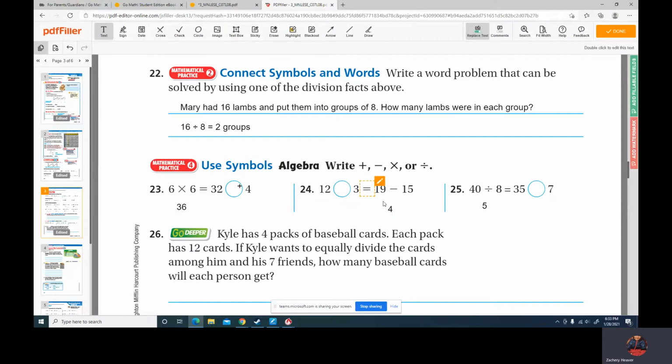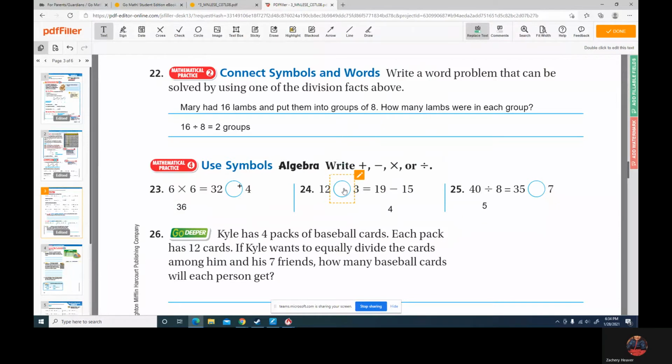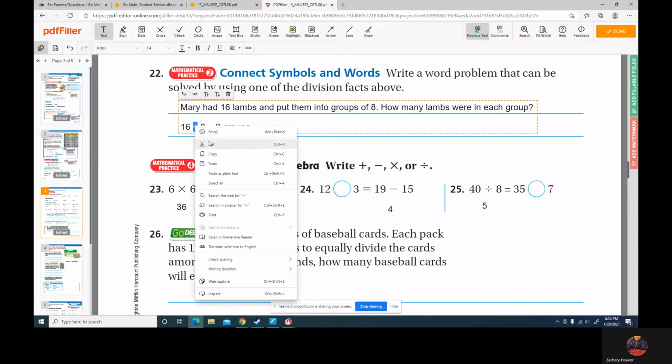We got to get 12 and 3 to get to 4, where I'm going to use division. It's just not letting me paste. Hold on. Copy.